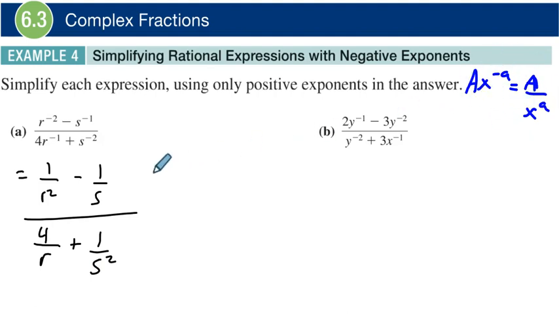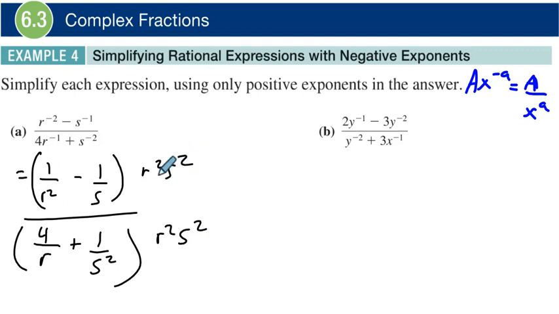Okay, I'm just going to use the second method that we've learned in this section, and that is I'm going to multiply everything by the common denominator. What is the common denominator between r squared, s, r, and s squared? Well, that's s squared, r squared. Okay, so I'm going to multiply it by r squared, s squared, r squared, s squared.